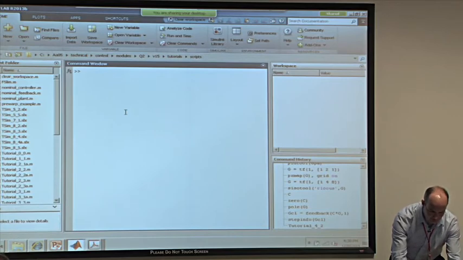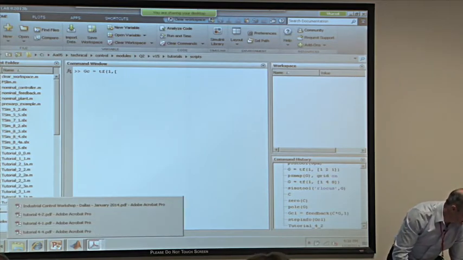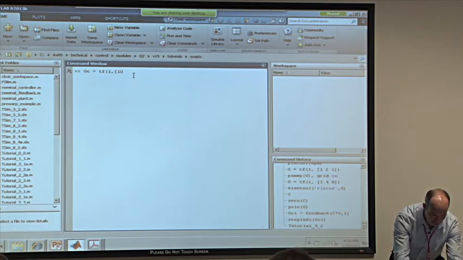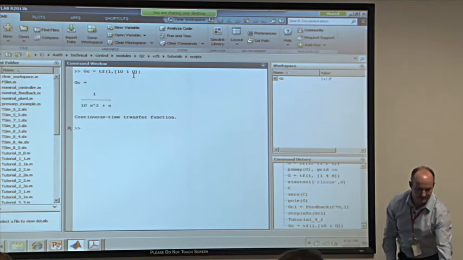The first thing to do is to create a model of the plant. So the continuous plant had the transfer function 1 divided by, I think, s times (10s plus 1). So we're going to call it 10s squared plus s, and then we've got a 0 in there like that. And I think that is the continuous time transfer function.